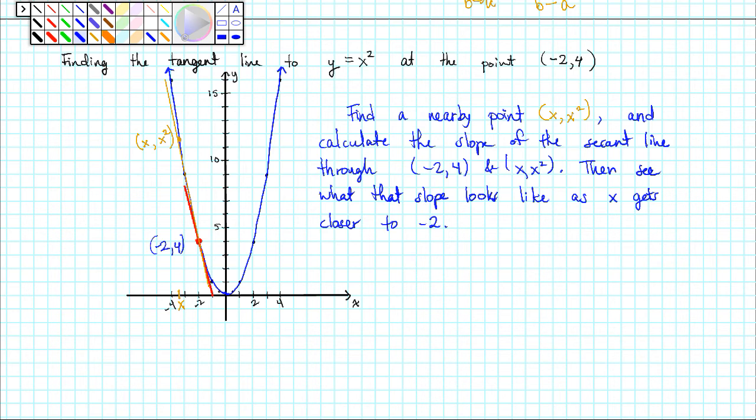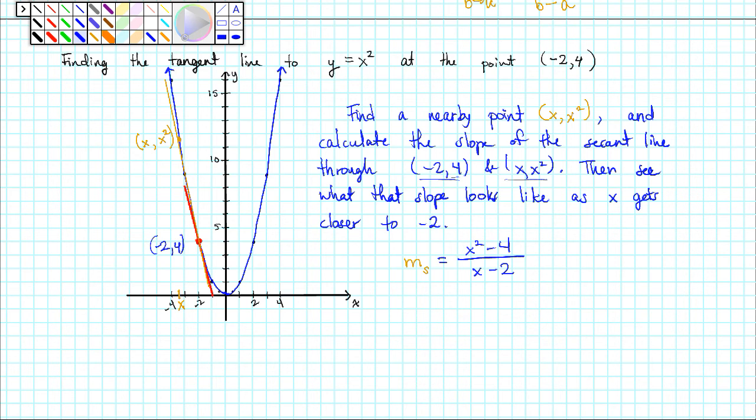Okay, so let's actually do this calculation. We're looking at the slope of the line between these 2 points. So our slope, let's call it m sub s for slope of the secant line. The slope of the secant line is going to be the difference in y values, x squared minus 4, divided by the difference in x values, x minus 2. Okay?